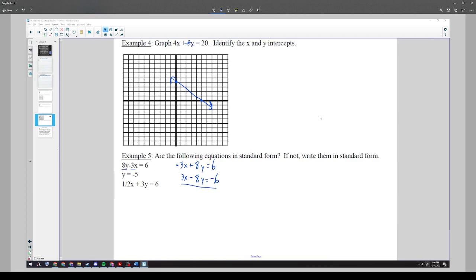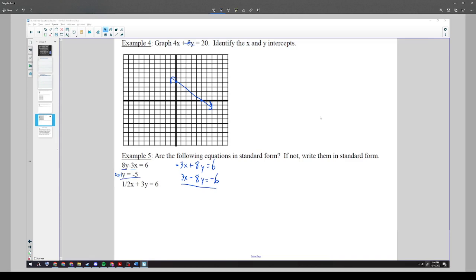The second one says y equals negative 5. That is in standard form, because it looks like slope-intercept, but it's also standard because when there's no x's, it doesn't matter which side the x's are on. So we have basically 0x plus 1y equals negative 5. But we don't write 0x and we don't write 1y, so this is standard form.